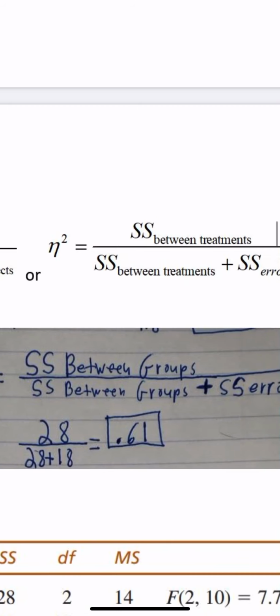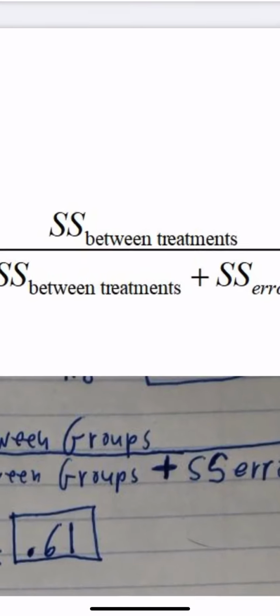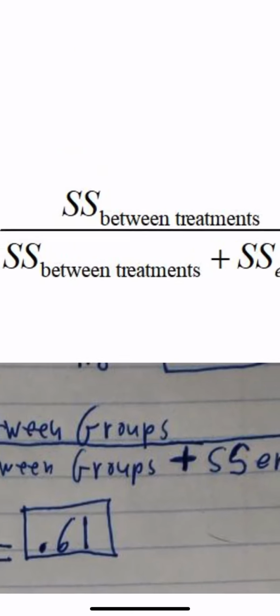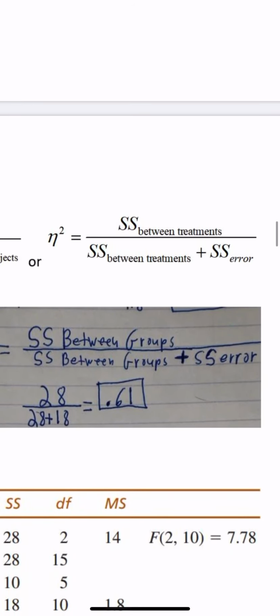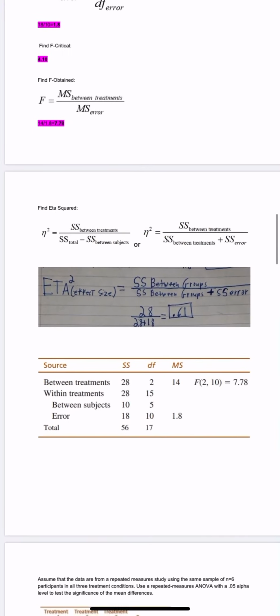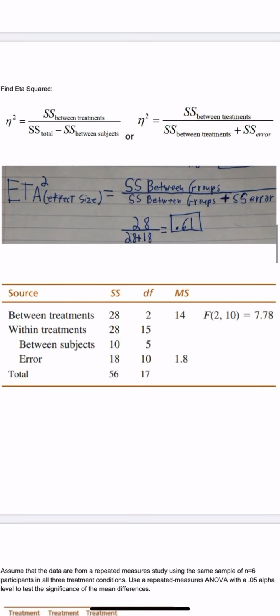And then you do SS between groups, right, or between treatments? It's the same thing, right? You see right here, groups, treatments, right? They mean the same thing. Over SS between groups plus SS error, 28 divided by 28 plus 18 is 0.61. And then this is the full ANOVA table with all the data plotted. And that's that question.